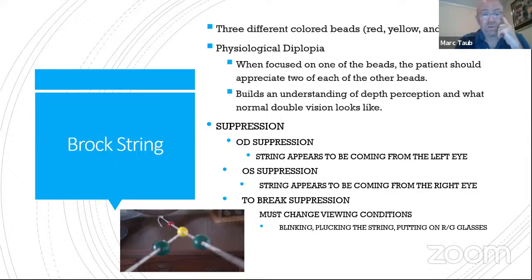The thing that I like to do is pluck the string. So I'll slowly tap on the string a little bit, kind of wake it up. We try blinking. We've even tried putting on red-green glasses. You could also use something called a TBIT, which essentially is two little flashing lights that you hold in front of the eye for 5 minutes. Anything to try to break that suppression.